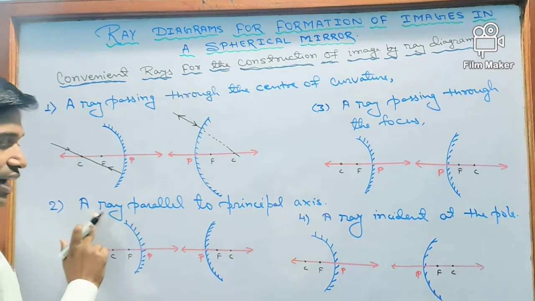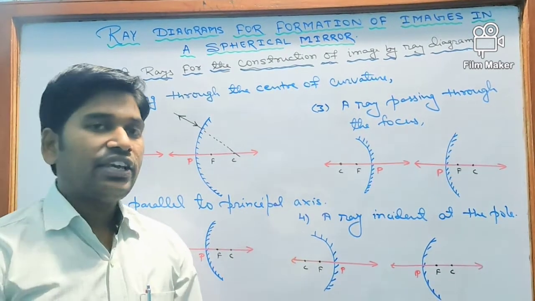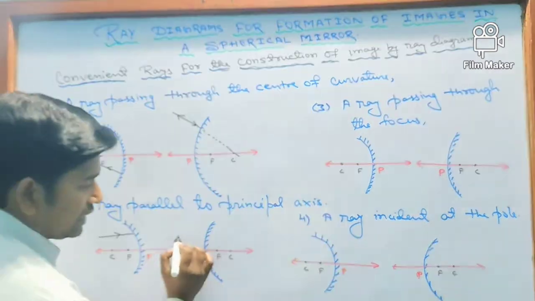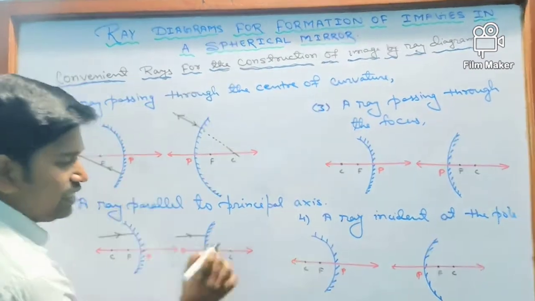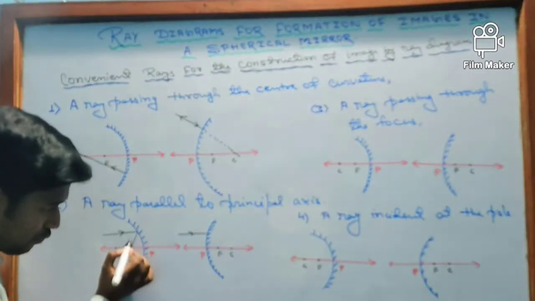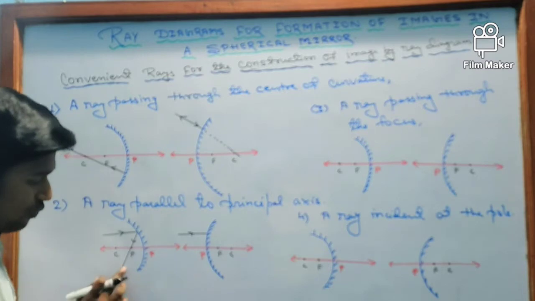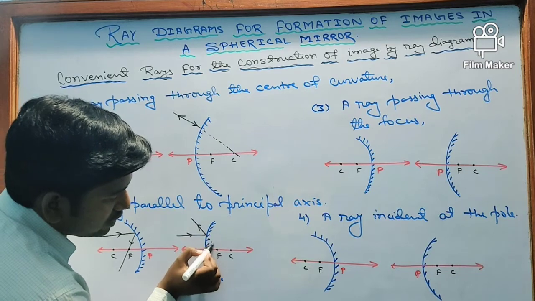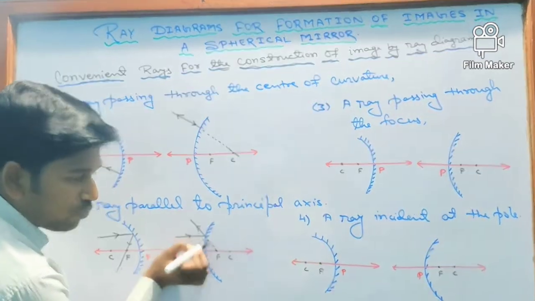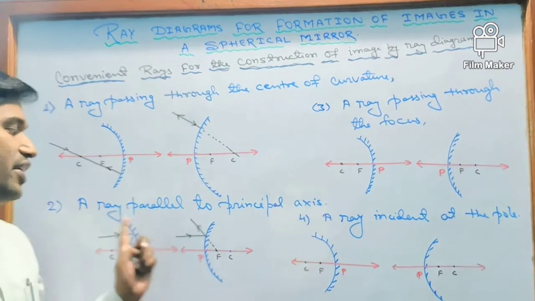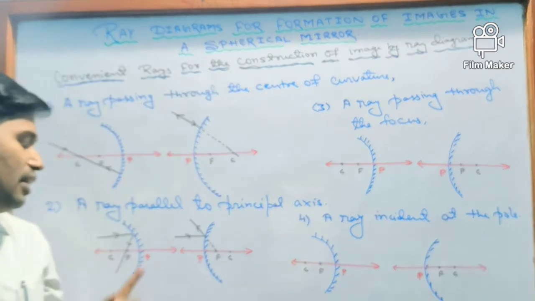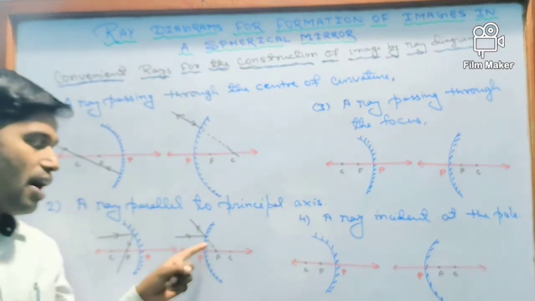Second one, a ray parallel to the principal axis. If a ray is incident parallel to the principal axis, like this, in concave as well as in convex, after reflection it will pass through the focus, or it appears to come from the focus. So it just seems to be coming out from the focus. So when a ray is parallel to the principal axis, after reflection it will pass through the focus or appear to come from the focus.